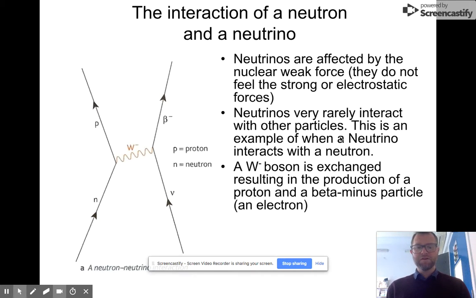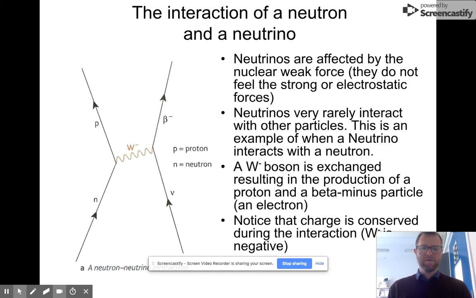Now, we've got the W- boson exchanged, and this results in the production of both a beta- particle and a proton. We still have the same rules of conservation we've always had. In fact, they're still embedded within this. And Feynman diagrams are the typical way of us thinking about these interactions which we've seen beforehand. So as we can see, this is what happens when a neutrino interacts, causing a neutron to become a proton, and then we have the beta- decay as well. So beta- is a typical electron.